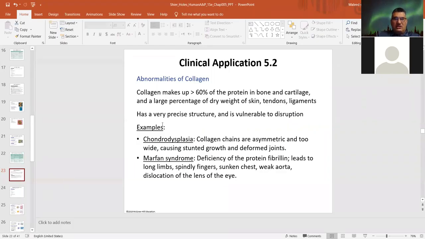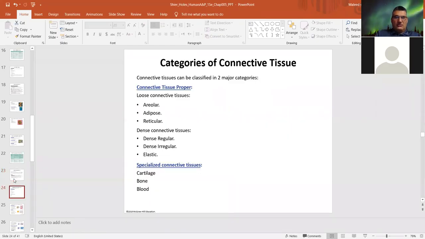Clinical application: these are abnormalities that can happen to the cartilage, like chondrodysplasia, Marfan syndrome. This is an issue with the connective tissue. I repeat it several times. These abnormalities are for you to understand that something abnormal can happen, like to the bone, to the cartilage, and so on. Connective tissue can be different types.